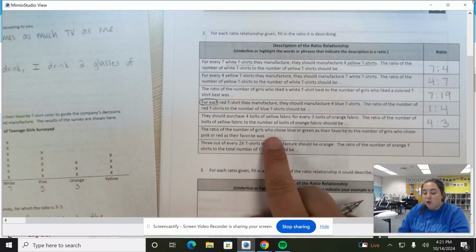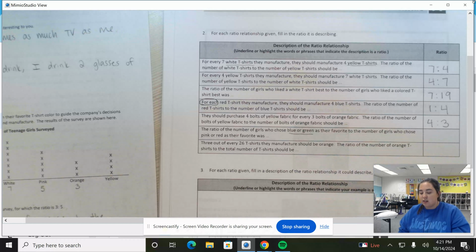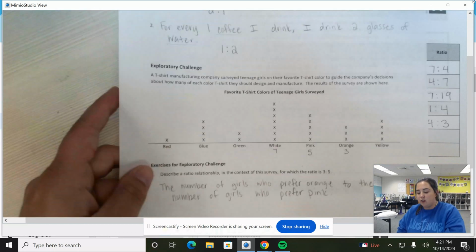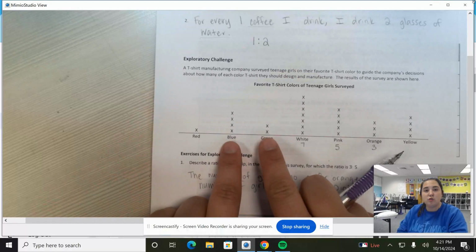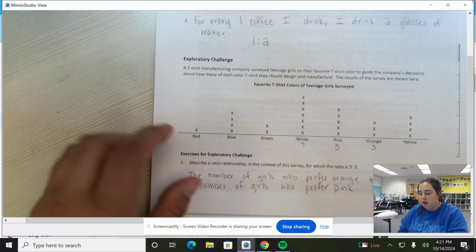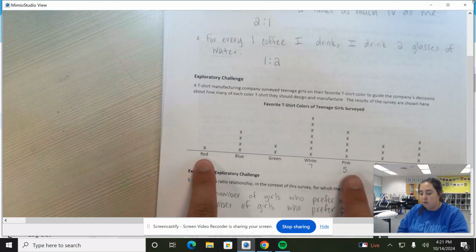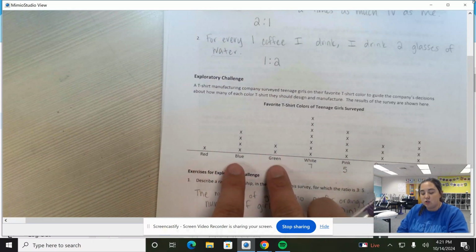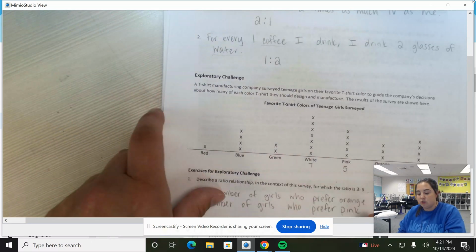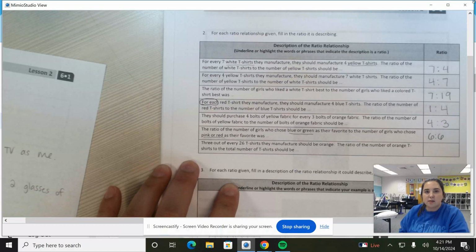The ratio of the number of girls who chose blue or green as their favorite to the number of girls who chose pink or red. So if I look at blue or green, I have 4 and I have 2. I have 6 total who chose blue or green. And then it was pink or red. So here's pink and red, 5 and 1. I had 6 girls who chose this, 6 girls who chose that. I'm going to write like this, 6 to 6.